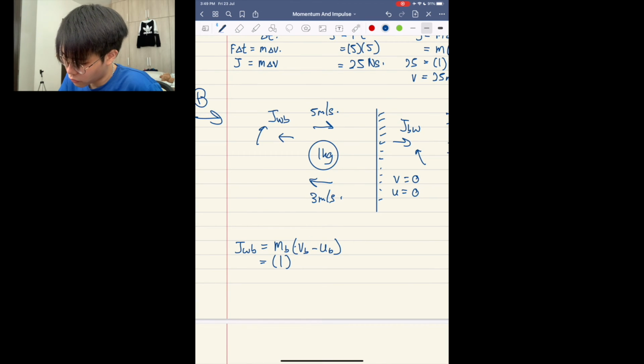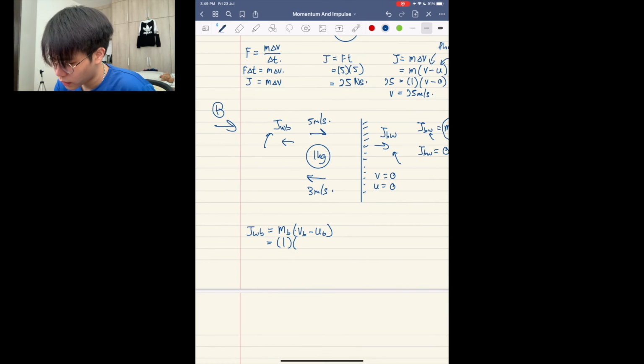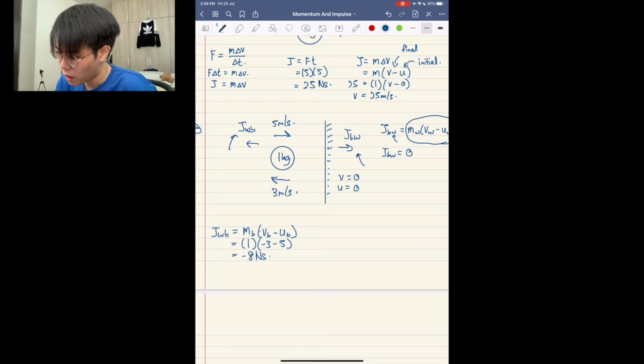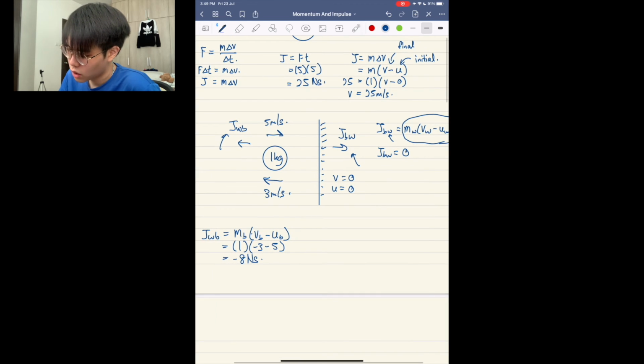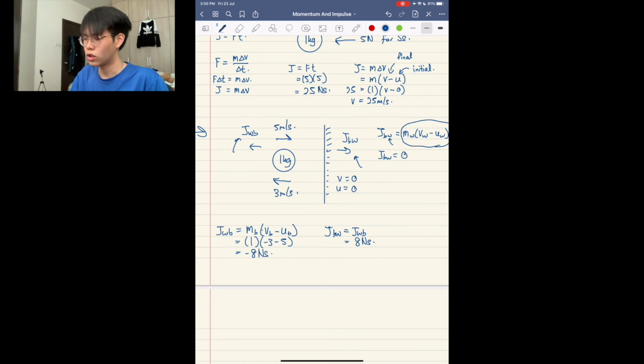We know the mass of the ball is 1 kilogram. Since we take the right side as positive and the final velocity is towards the left side, we need to put a negative on it, minus 3. So the impulse will be minus 8 Newton second. Since we want to find the impulse on the wall by the ball, right? We know that JBW is actually equal to minus JWB. So naturally, JBW will equal 8 Newton second. And it's positive because it's going to the right.